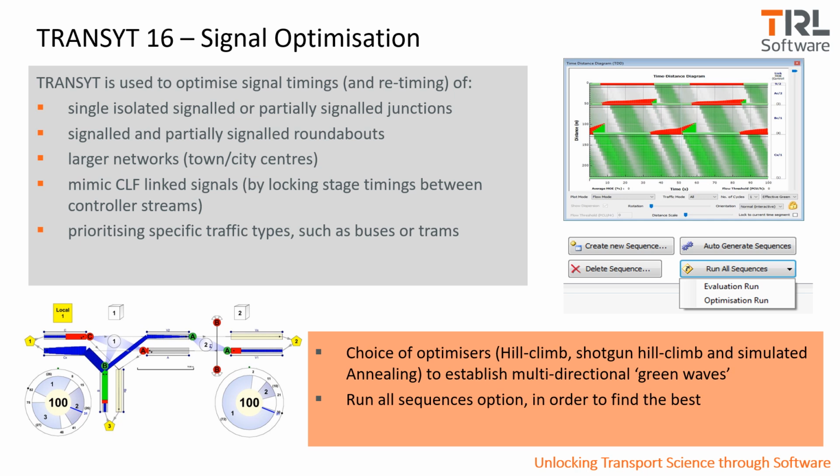And then finally, a new option in Transit 16 is the ability to very quickly run all sequences that you have available in the file at the time in order to find out the best one, so you can change the stage ordering around for every different combination that you have there. Okay.